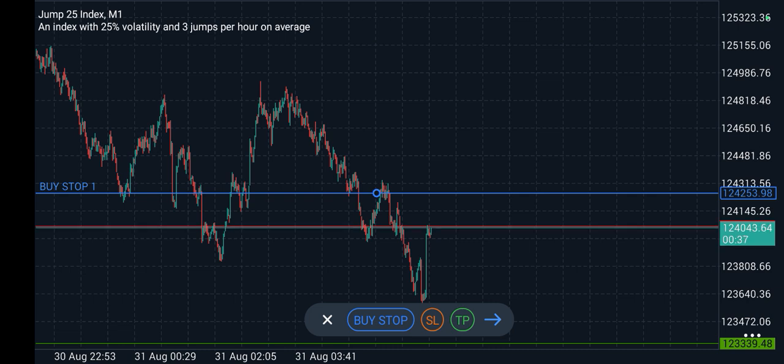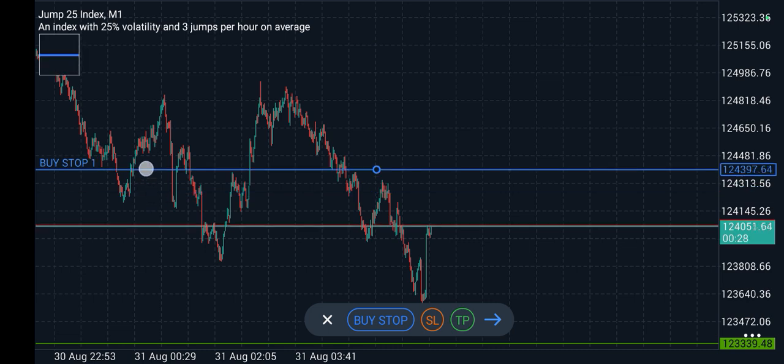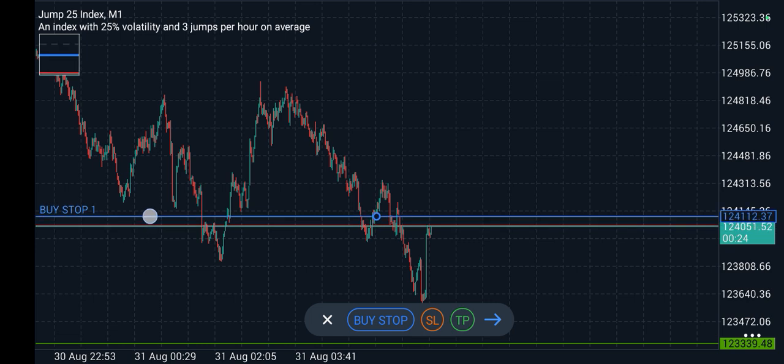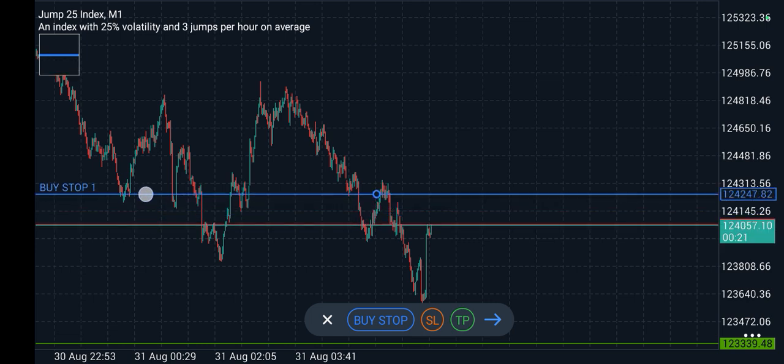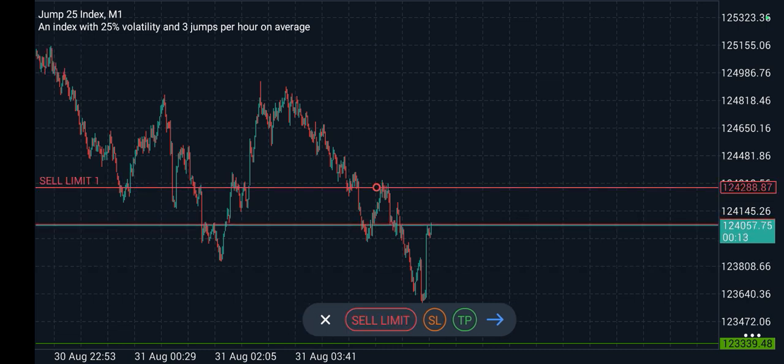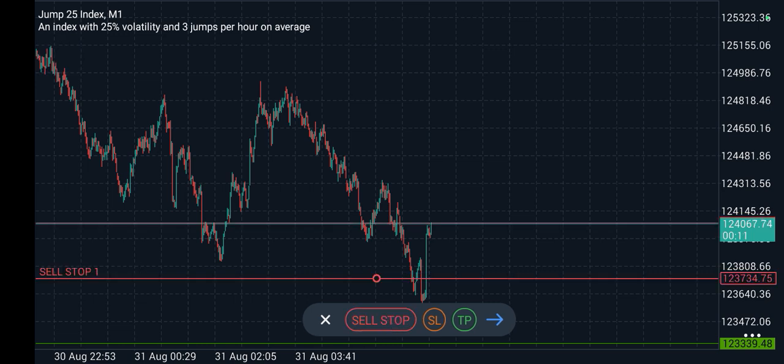So the buy stop is the order placed above the current price, and the price keeps going up. This is the current price of the market, the market is here now, and the order is placed above it. And for the sell stop, it is the order placed below the current price, and the price keeps going down.